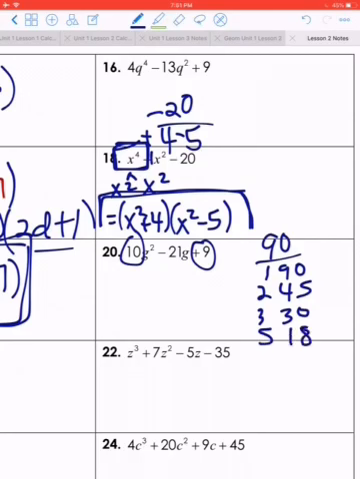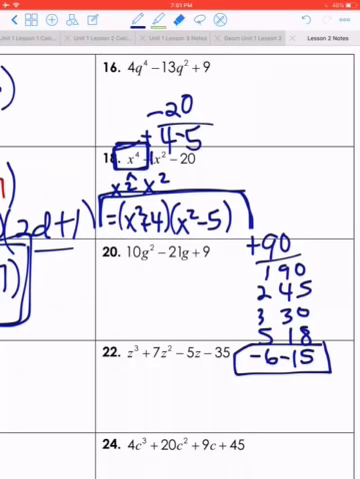Okay, and just see if any of them could possibly give you 21. 6 and 15. Okay, so 6 and 15, if I add those up, I could get 21. So let's see if that will work. I want a positive 90, but a negative 21. So negative 6 minus 15, add to negative 21 and multiply to 90. So those are my winners there, if that's how you want to think of it.